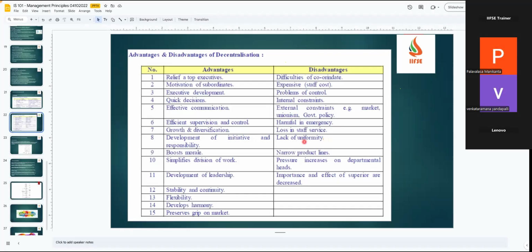And loss in staff service, then lack of uniformity. When you talk about loss in staff service, people take it for granted and may leave the organization. On the other side, there is growth and diversification, where they can learn things, get matured, and then leave. Then lack of uniformity: if you give one responsibility to different types of people, or multiple people are involved, sometimes they may not come together.